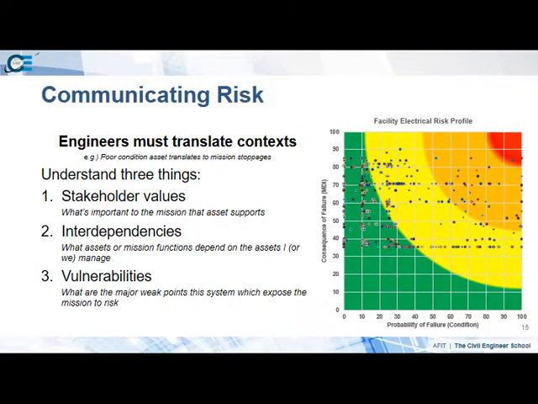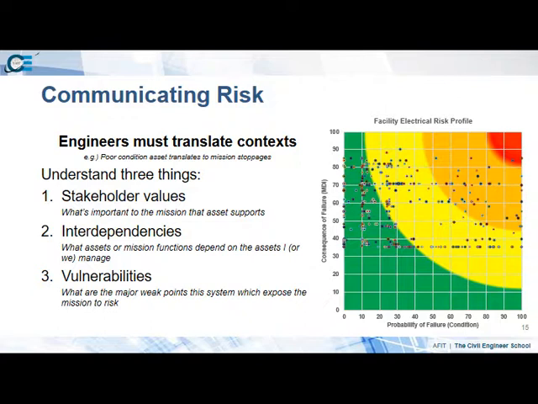Here we have a risk chart. This is a representative facility electrical risk profile. And you can see on the x-axis, or the horizontal axis, we have probability of failure or condition. On the y-axis, we have consequence of failure or the mission dependency index. Each one of these dots represents a facility electrical system on a representative Air Force base. So we would probably make a recommendation to invest in one of those high-risk assets.